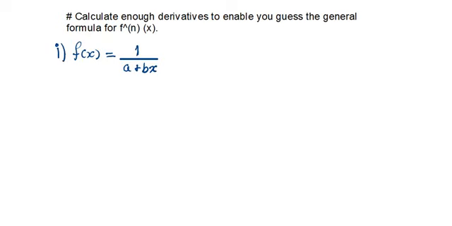Okay, so let's look at something that I believe is quite interesting. We need to find the general formula for the nth derivative. Sometimes it can be written as f^(n)(x), or sometimes it's just written as the nth derivative like that. It means one and the same thing.